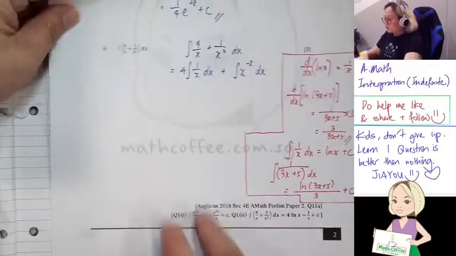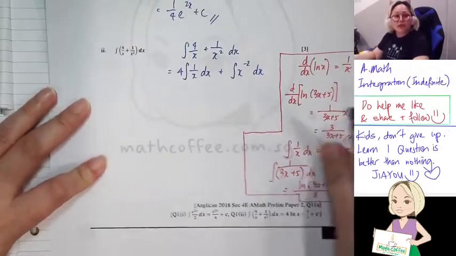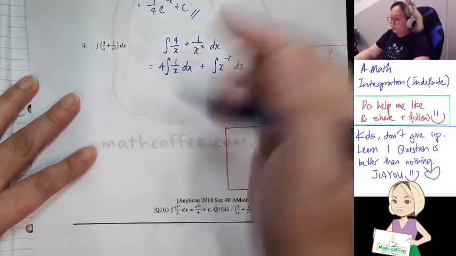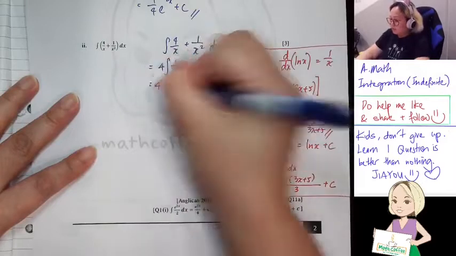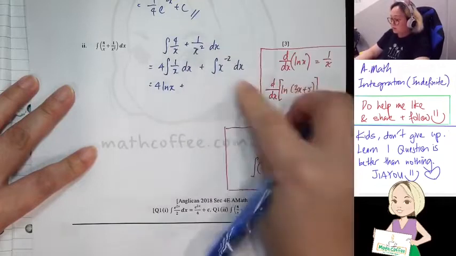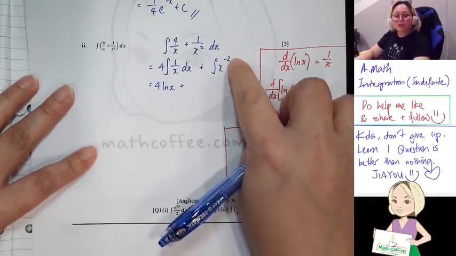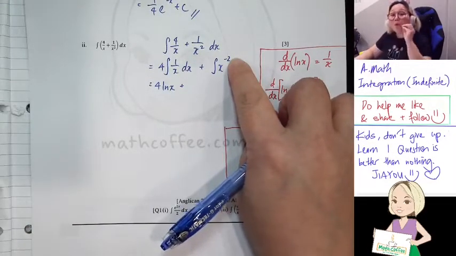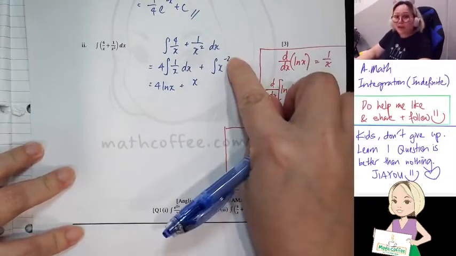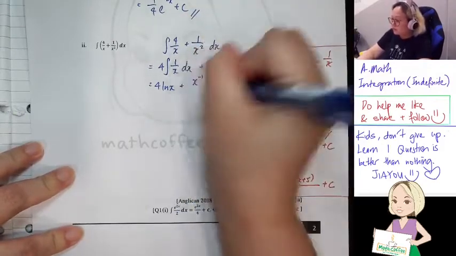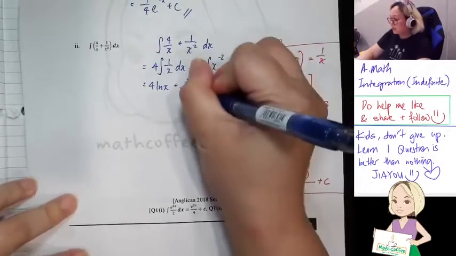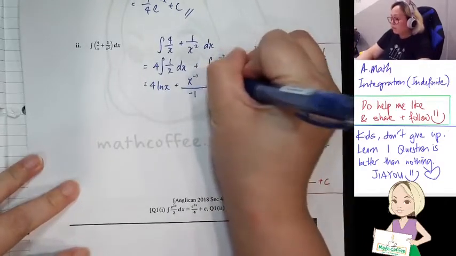Let's continue. This one is 1 over x. Over here I have mentioned that when we integrate 1 over x, it is ln x. So this one is just 4, then you put ln x, plus. This one, x to the power of negative 2, you will integrate as per normal, whereby the power plus 1. Take note, power plus 1. So negative 2 plus 1 is negative 1. So it's 1 over the new power, so it is negative 1. And don't forget to plus c.